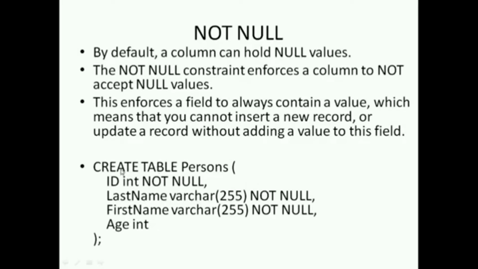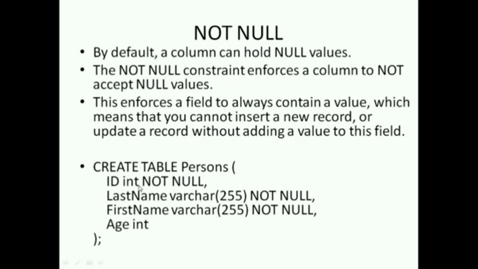Here is an example: CREATE TABLE person (id int NOT NULL, last name varchar NOT NULL, first name varchar NOT NULL, age int). So in this example there are 4 columns: id, last name, first name and age. Id is of the type int, last name is of the type varchar, first name is of the type varchar and age is of the type int.